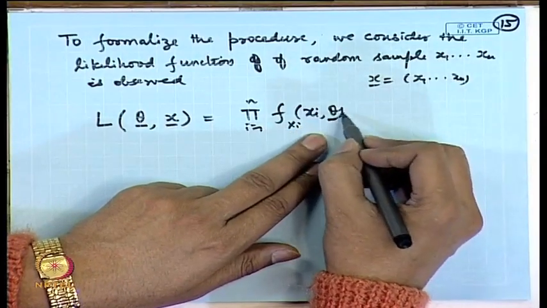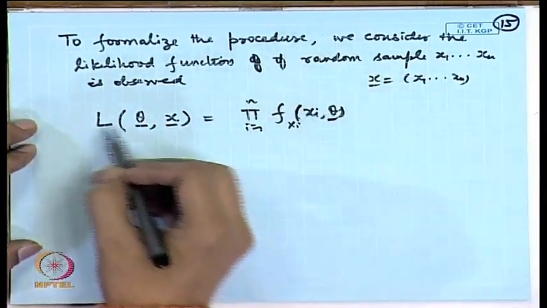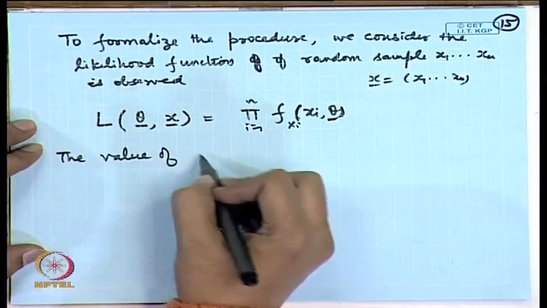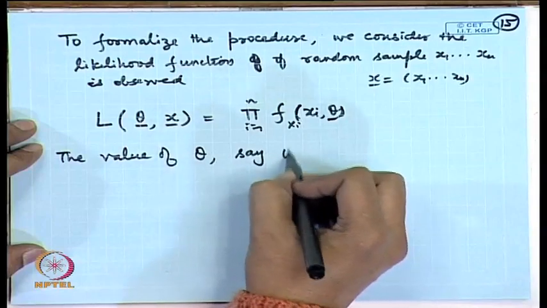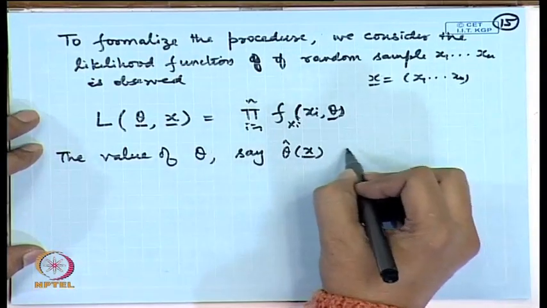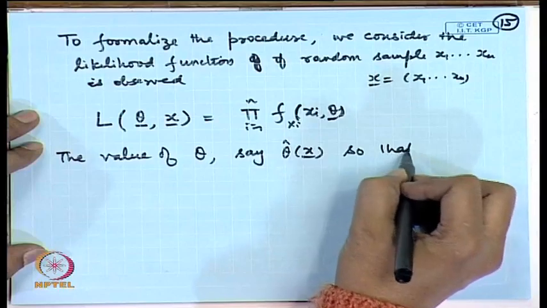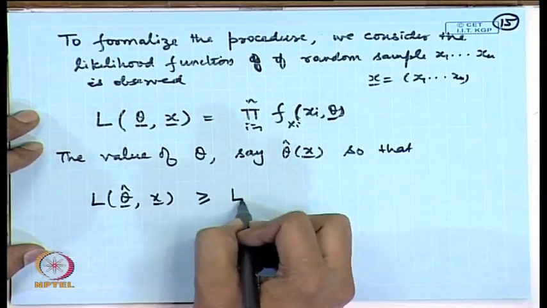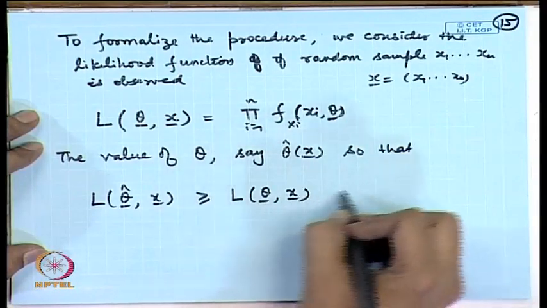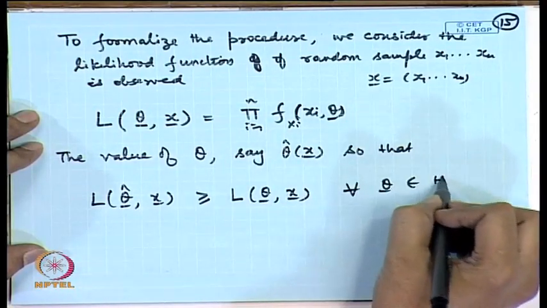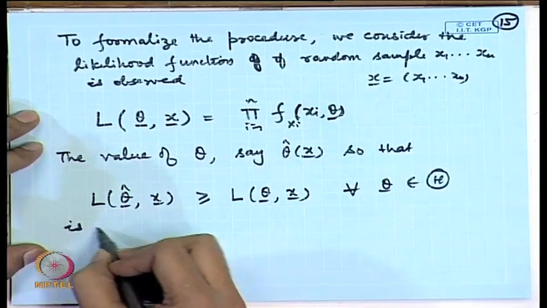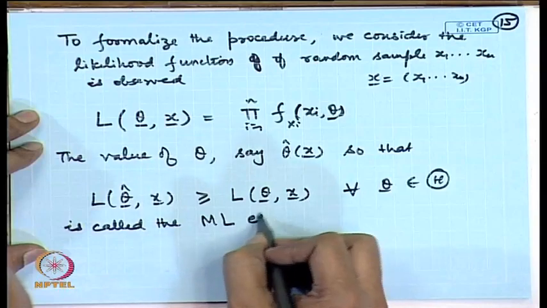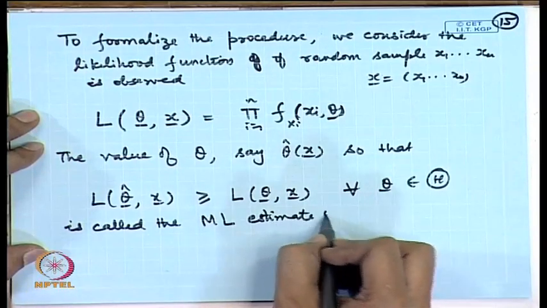So, I am considering it as actually a function of theta. So, the value of theta, say theta hat x, so that L(theta hat, x) is greater than or equal to L(theta, x) for all theta, is called the maximum likelihood estimate of theta.